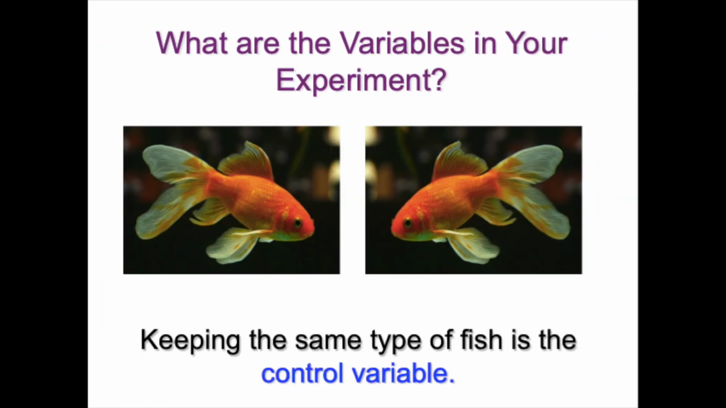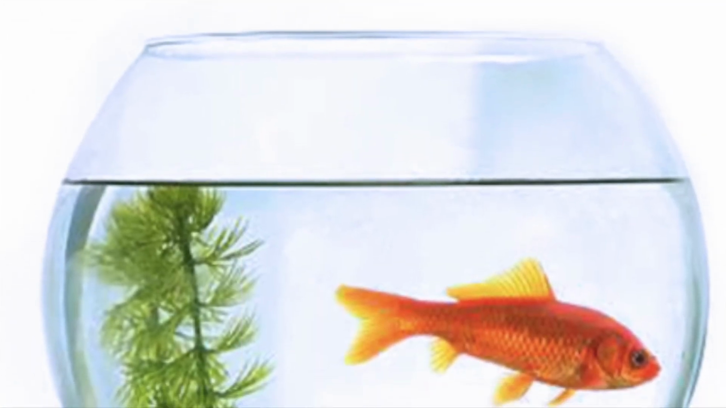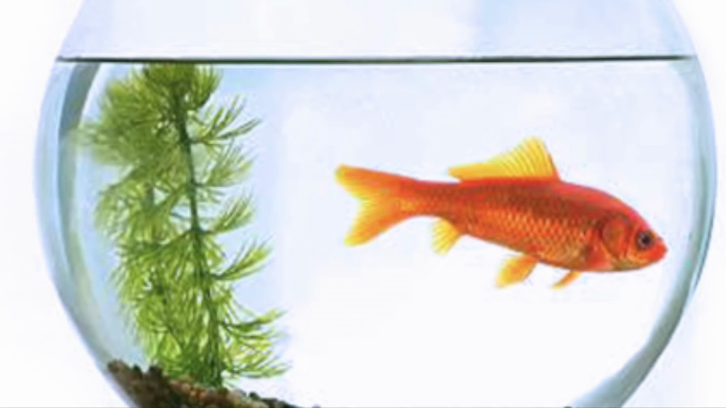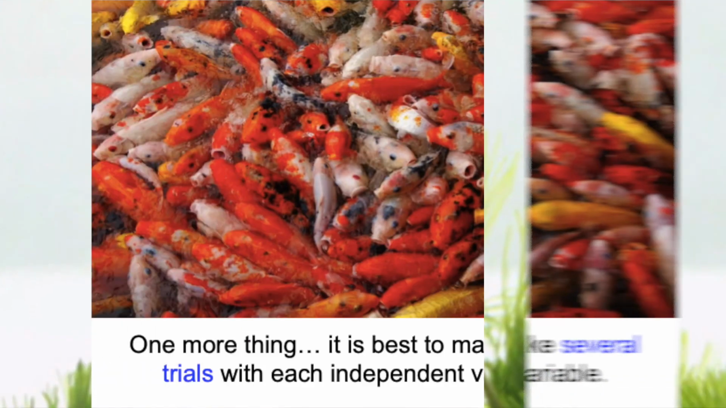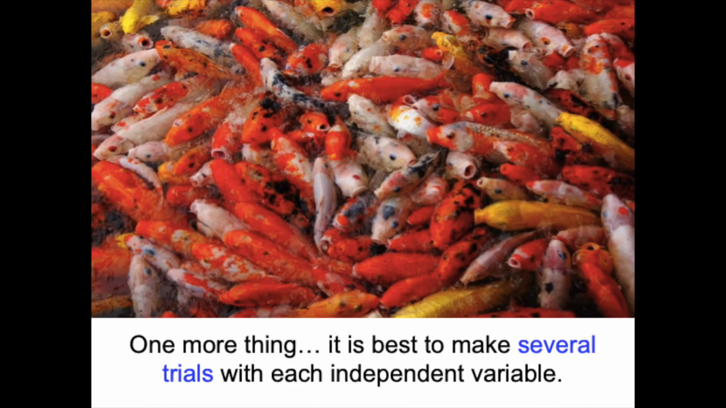So, as far as your variables go, what's the control variable? Well, one of them is that you need to keep the same type of fish in both containers. Along with the same type of fish, you also need the exact same environment: the same size bowl, the same type of water, the same type of rocks, the same temperature. And one more thing, it's best to make several trials with each independent variable. That's right, you need to do it over and over and over again. The more data, the better.